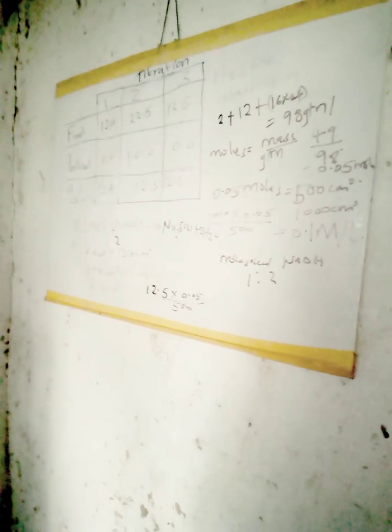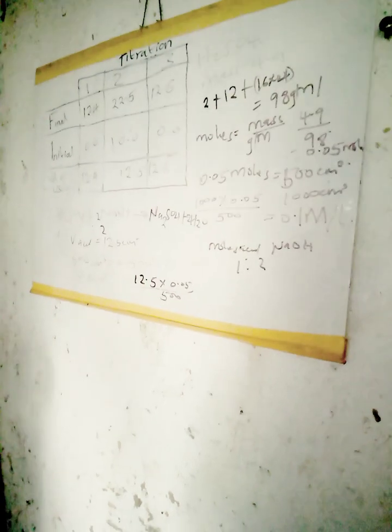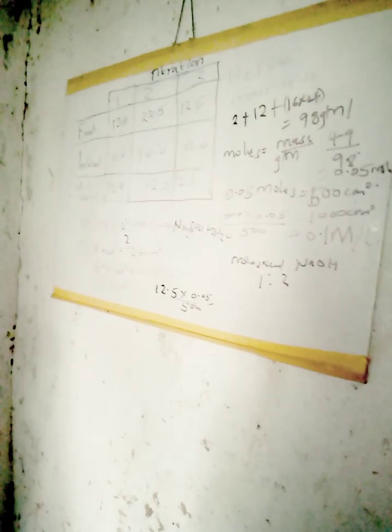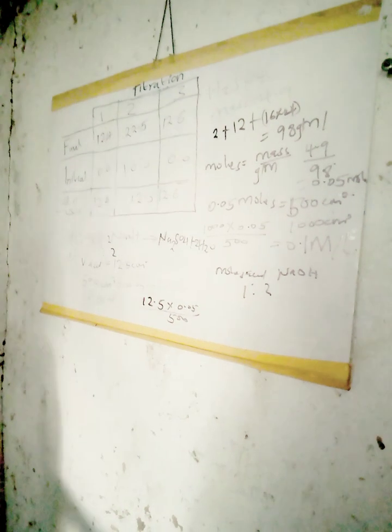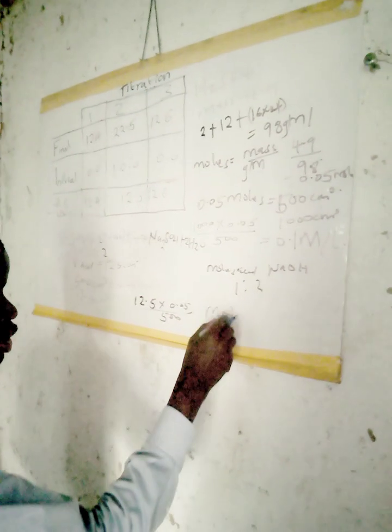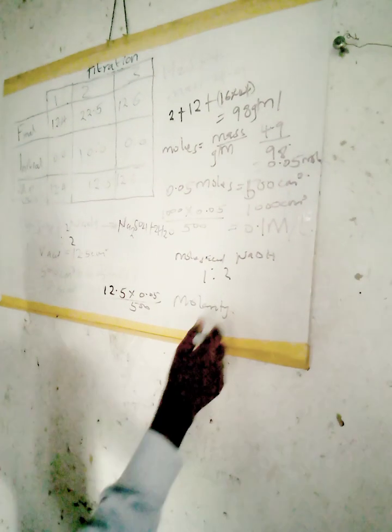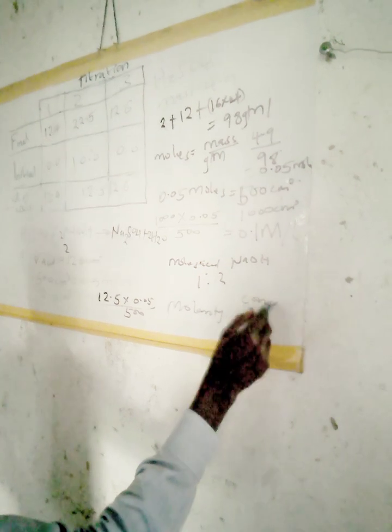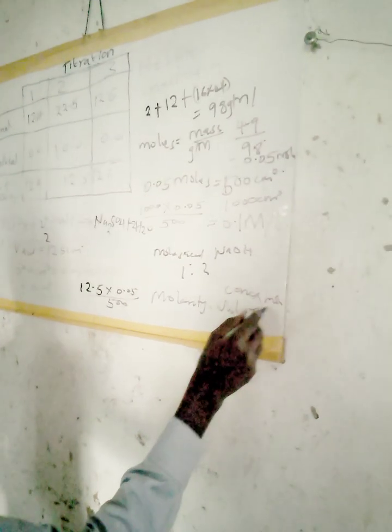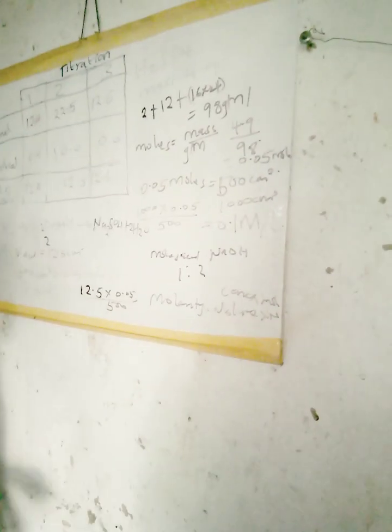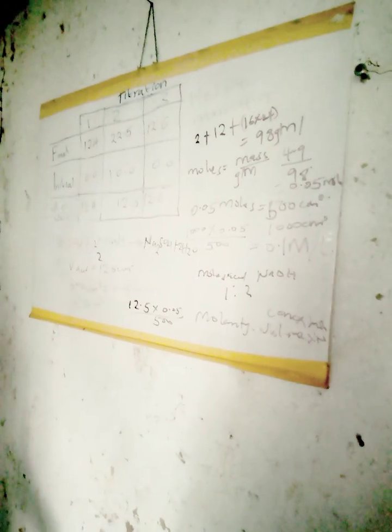Then we have: calculate the molarity of solution C. So after getting the number of moles, we are going to say that molarity is expressed in 1000. So you are going to say that molarity is just the same as concentration, or number of moles over volume in liters. But for this case, because we have used a pipette, we have sucked 25 centimeter cubic of the solution.